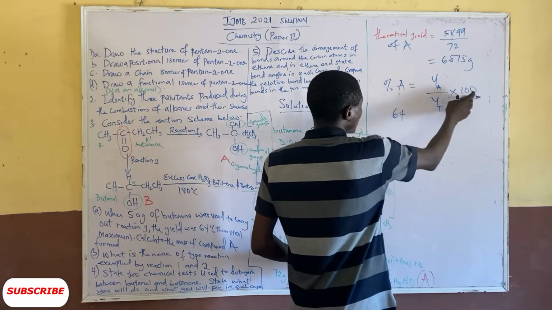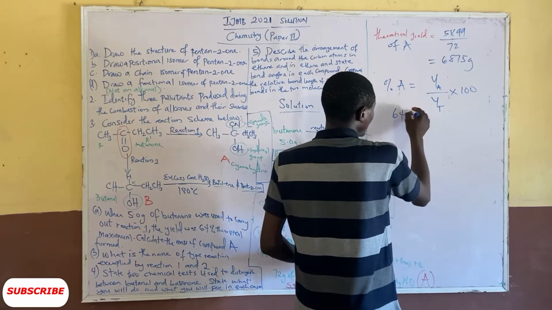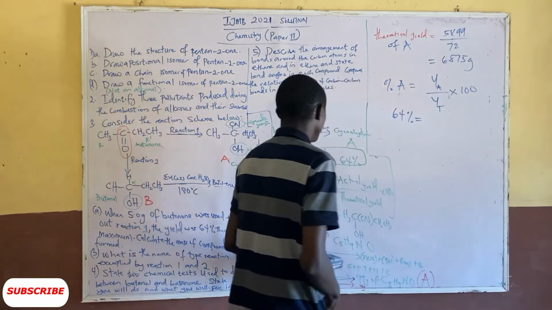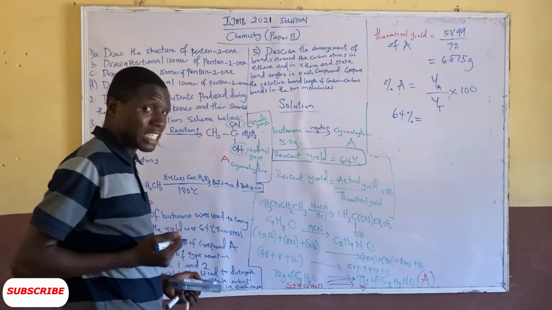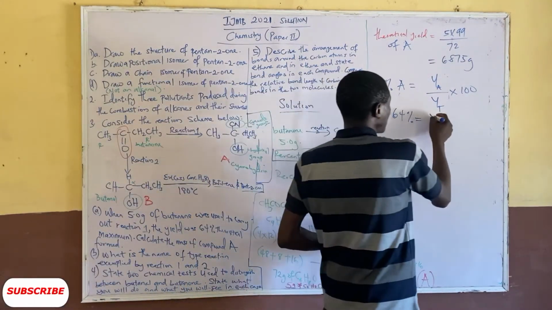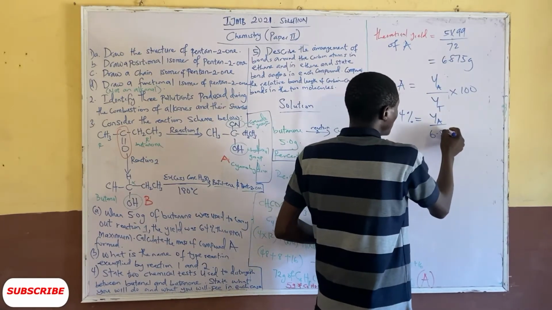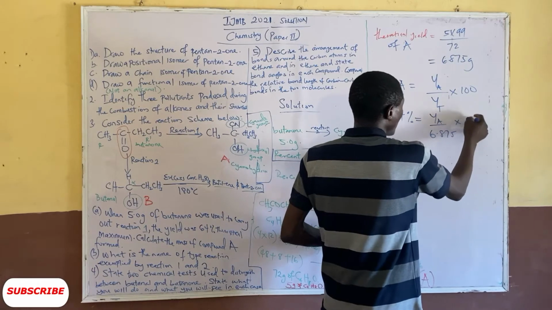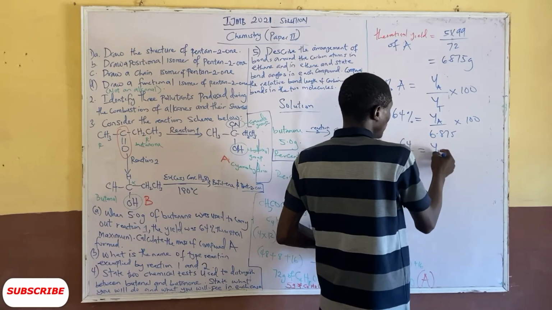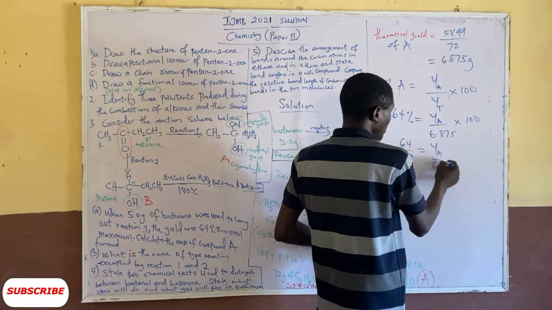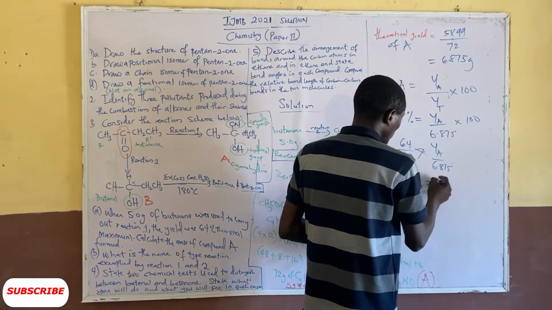So 64%, write 64 over 100, is 64%. Now what is the actual yield? The actual yield is what we are looking to calculate: the mass of compound A obtained after the experiment, over the theoretical yield that we want to obtain. 6.875 multiplied by 100, when you divide both sides by 100, you have 64 over 100 equal to actual yield over 6.875.